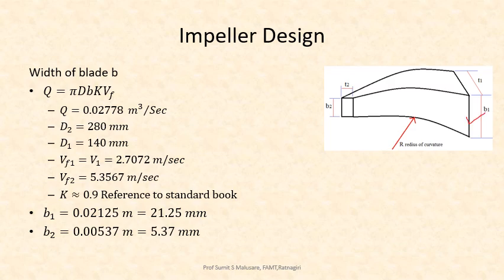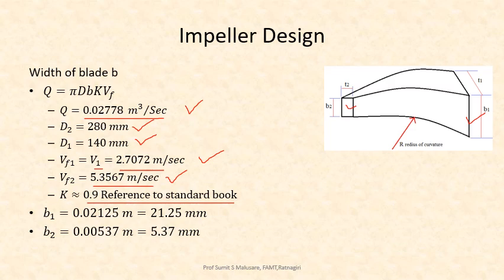The next one is the width of the blade at the exit and the inlet. This is the width of the blade at the inlet, and this is the width of the blade at the exit. Now, standard formula: Q is equal to π D B K Vf, where Q is the same 0.02778 meter cube per second, D2 is 240 mm, D1 is 140 mm, Vf1 is equal to V1, that is 2.7072 meters per second, Vf2 is 5.3561 meters per second, and the value of K is 0.9 from the standard book for the centrifugal pump.